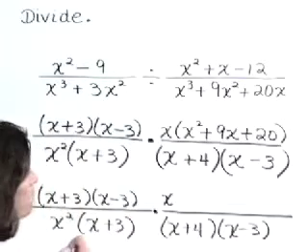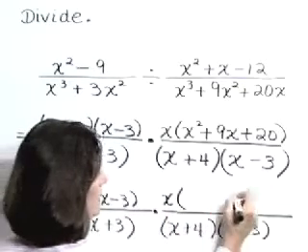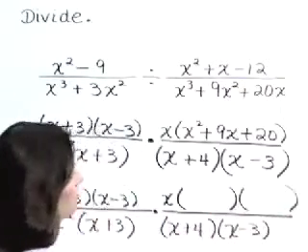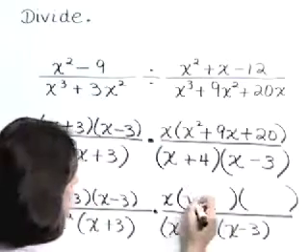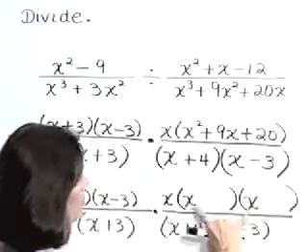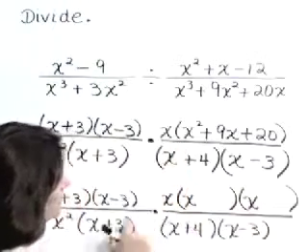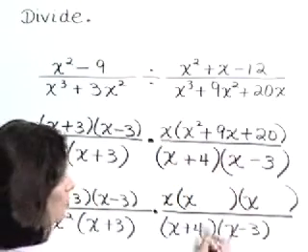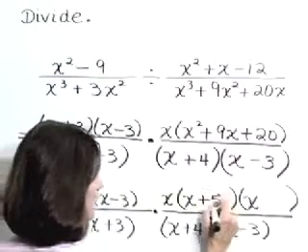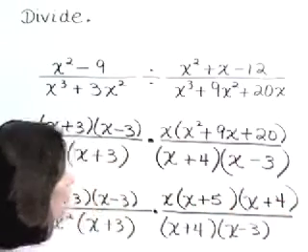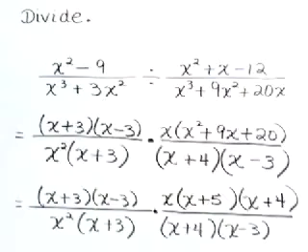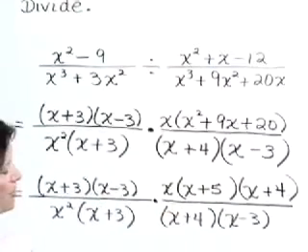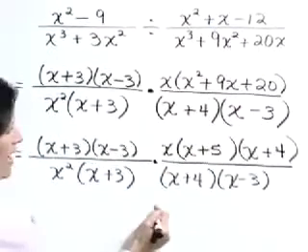Back to the numerator, x times the binomials with leading terms, both x, to give a product of x squared. Factors of 20 that we'll use in there are a plus 5 and plus 4. Now we're ready to perform some division, or you might think of that as canceling common factors.